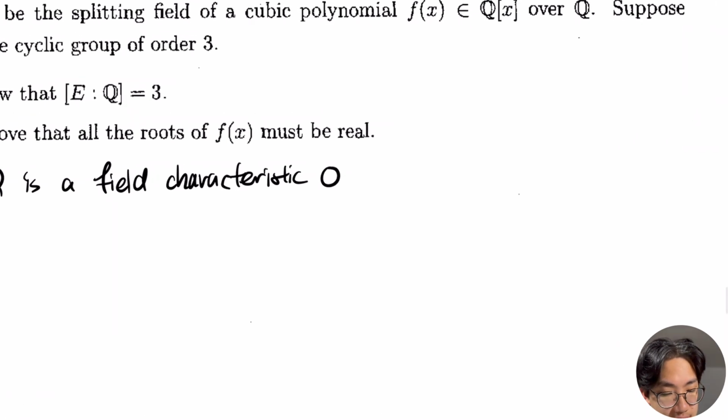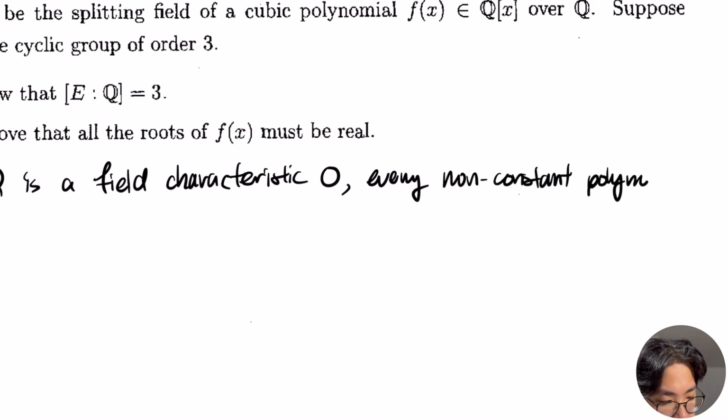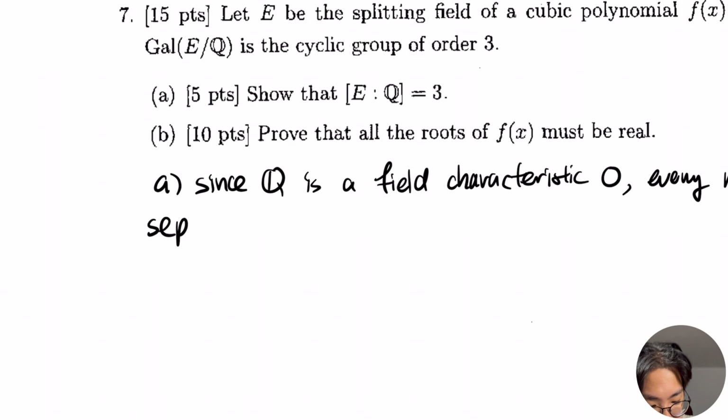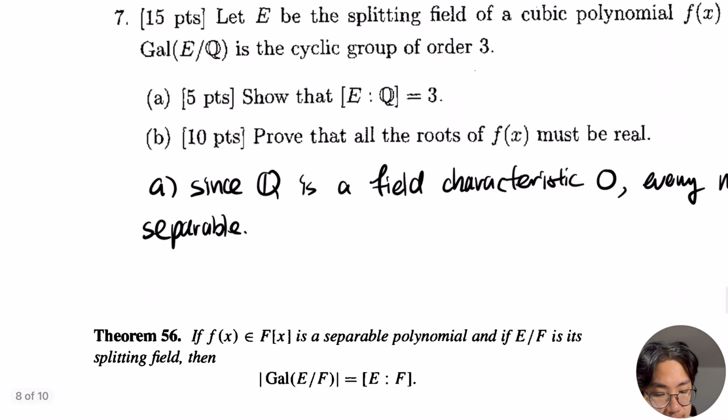Right? So because we have this, every non-constant polynomial is separable. And again, we've been over this previously, but this simply just means that once you rewrite your polynomial into irreducible factors, all of those individual irreducible factors have no repeated roots. So here again, we're going to invoke theorem 56.